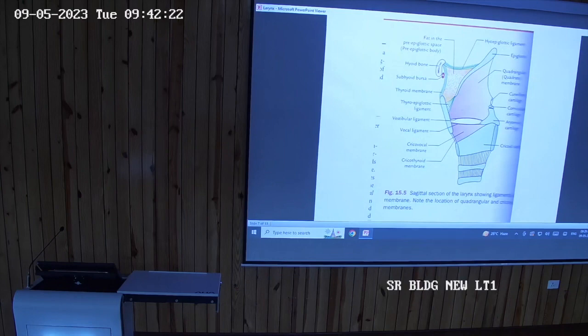Before the attachment of the quadrate membrane, look, this is the arytenoid cartilage. The arytenoid cartilage is pyramidal in shape, and this is the apex of the arytenoid cartilage. Above the apex of the arytenoid cartilage you are seeing small nodules. This is the corniculate cartilage, and above the corniculate, this is the cuneiform cartilage. These are paired cartilages. Very simplified. Don't be so anxious.